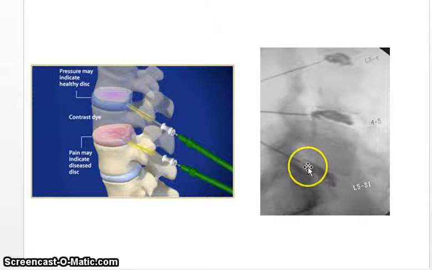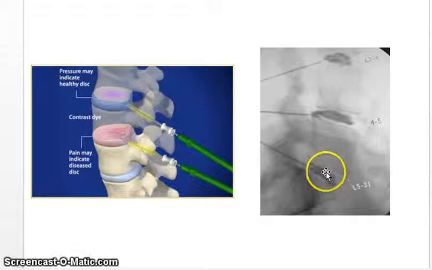So if they stick the needle in, say here at L5-S1, and the patient's like, no, that's not really the pain I'm having, they're like, okay, well then that's not the culprit. Then they stick the needle into L4-L5, and the patient's like, oh yeah, that's the pain I have. Yep, that's it. Then they know for sure that that is the culprit disc, and they use this for evaluation, before they do surgery, to make sure they're doing surgery on the correct disc.